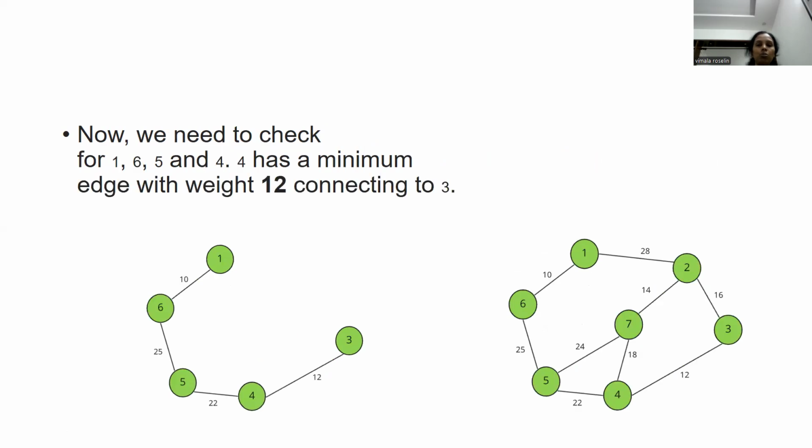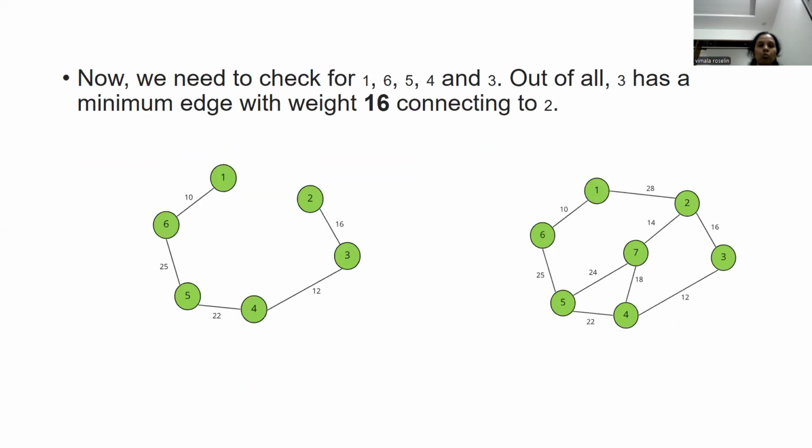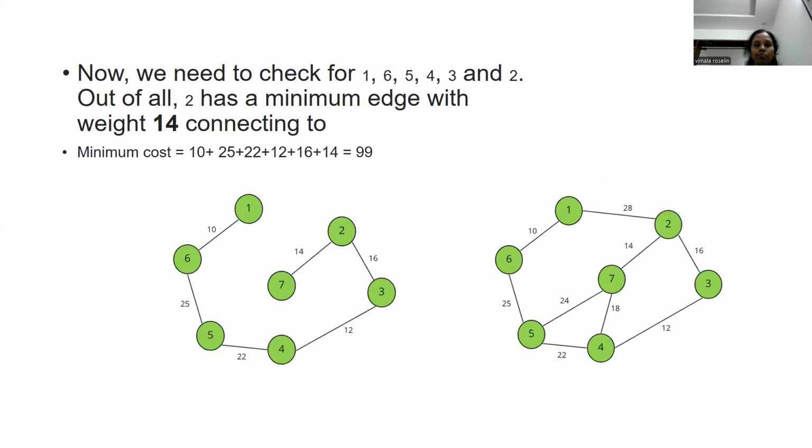From 2, going to 1 will form a cycle, and 2 to 3 is already selected. Only one option is left, that is 2 to 7, with value 14. If we select it, we need to check whether it forms a cycle. If it is not forming a cycle, we can select this one. Now we check whether all the vertices are connected. There are 7 vertices, so 6 edges should be there. See here: 1, 2, 3, 4, 5, 6. Six edges are there, 7 vertices are there, and it is not forming a cycle.